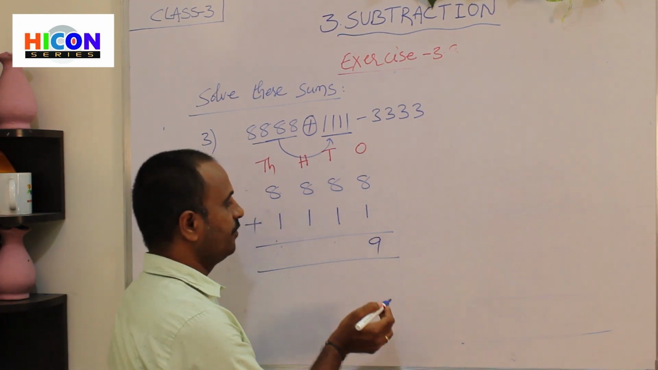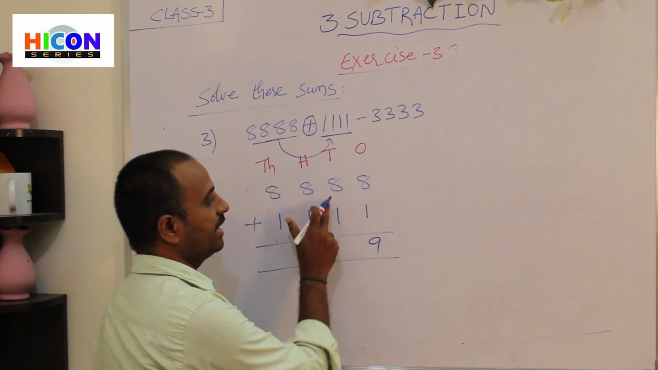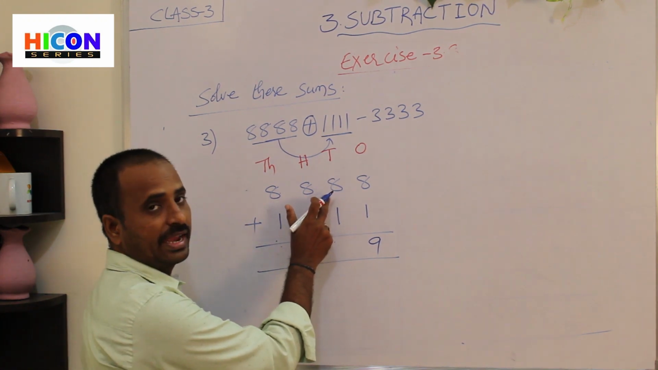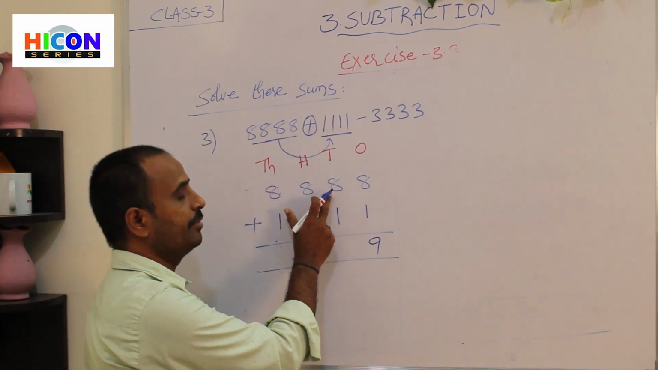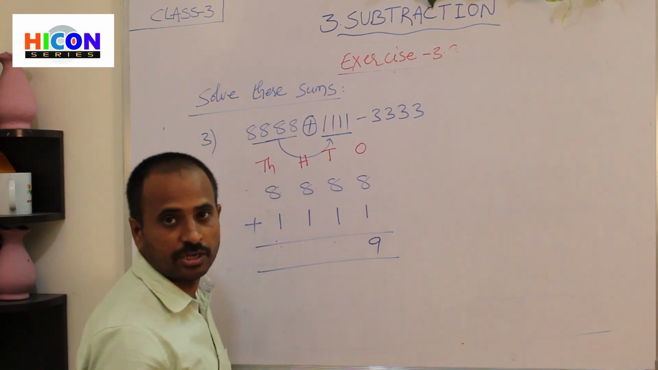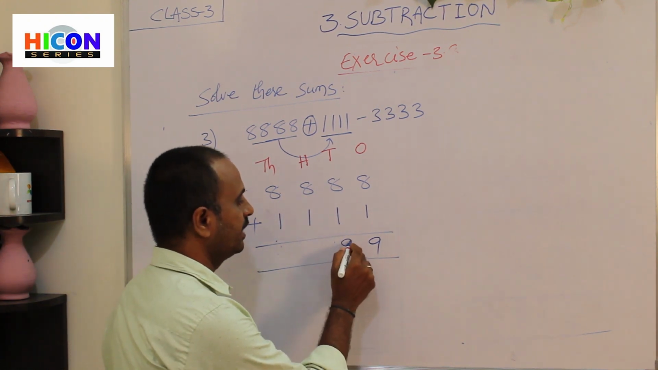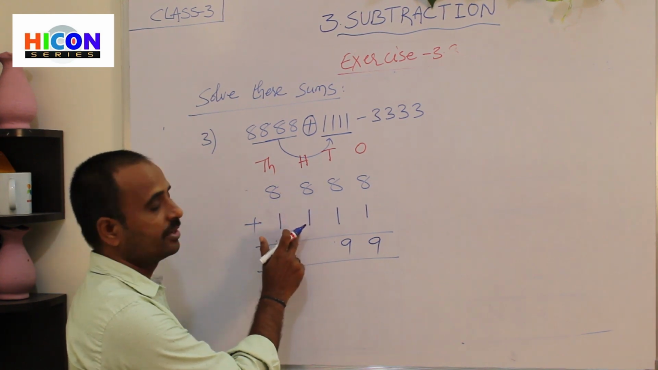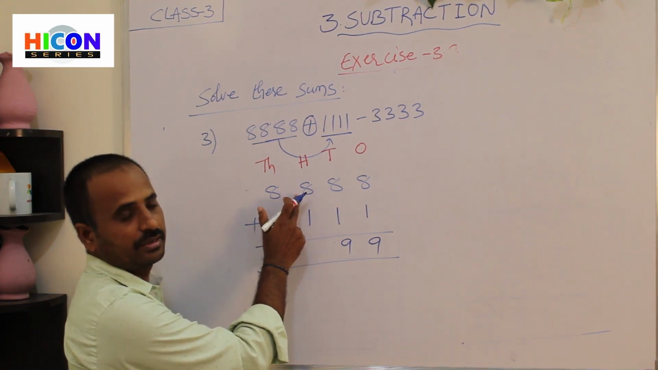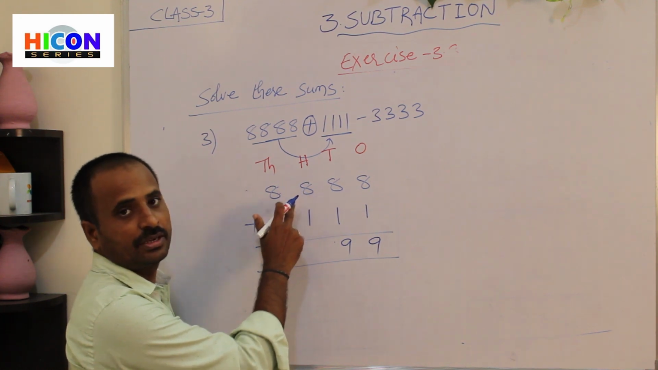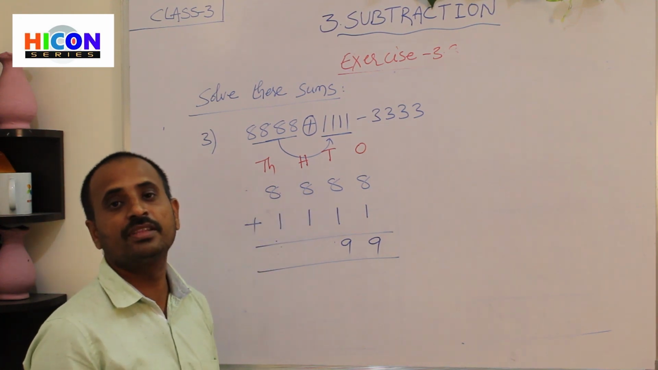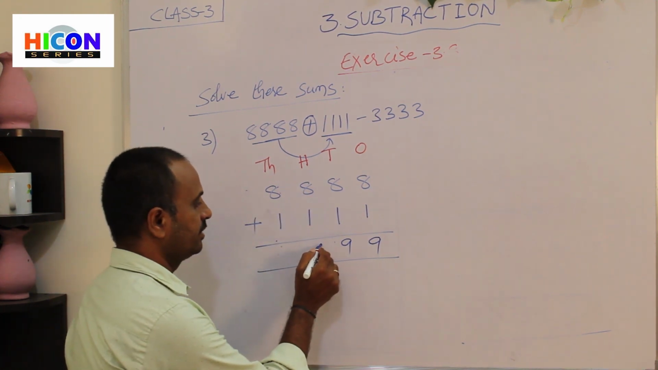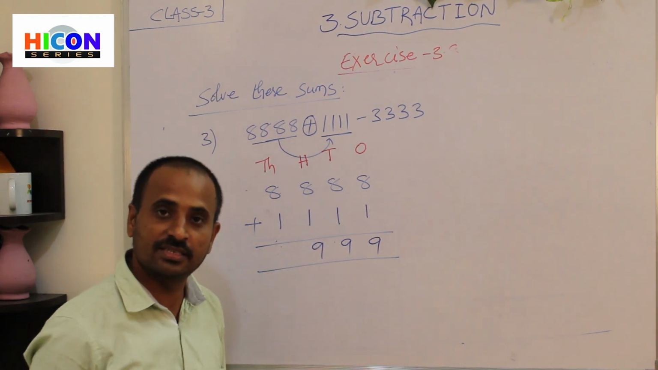Again in the same way, here also there are 1 and 8. If you add 1 to 8, we will get the next number for 8. What is the next number for 8? 9. So write 9 here. Again here also there are 8 and 1. So add 1 to the number 8, and we will get the next number to 8. What is the next number to 8? 9.